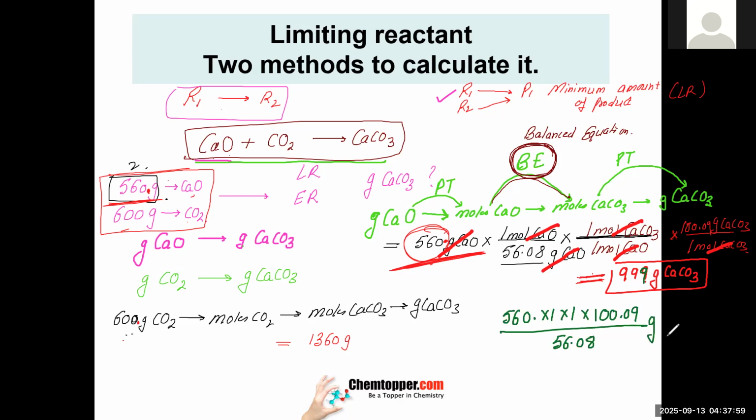Oh, that's the thing. I actually did the same thing, but I forgot to divide by 56.08. So that's why I was getting the wrong answer. Yeah, that is the reason I'm always telling that after doing this dimensional analysis, write all numbers separately so that you can see every number carefully. Do not leave any number, because if you leave a number, your answer will be wrong. Umar, I'm also getting the same number, 999 point something. I think I just made a mistake in the calculation. So who is the limiting reactant?